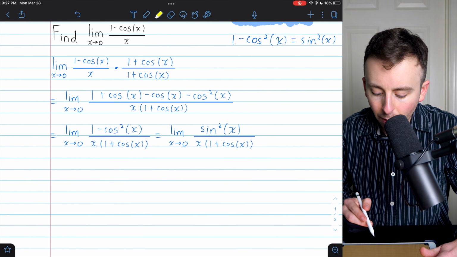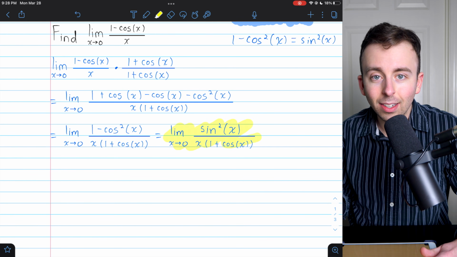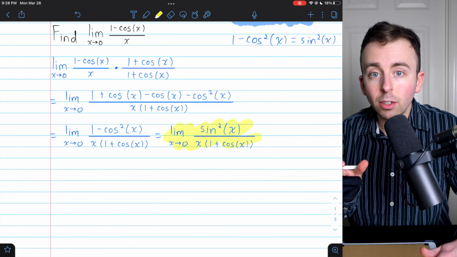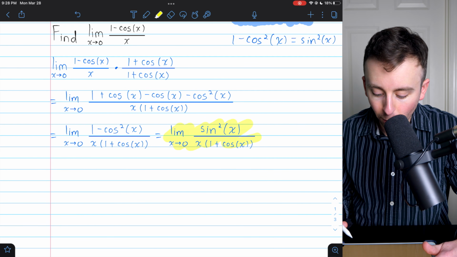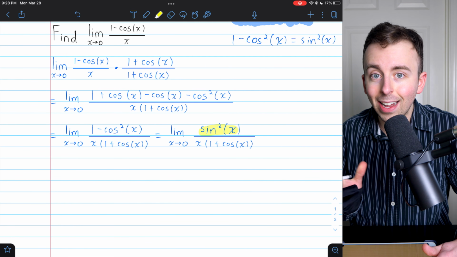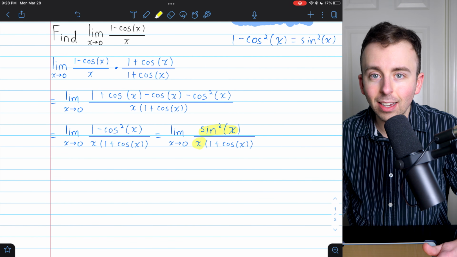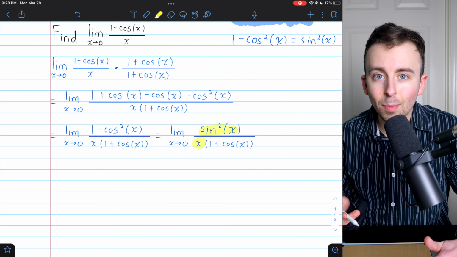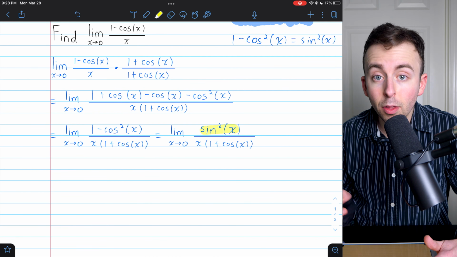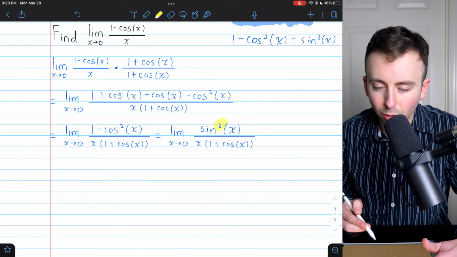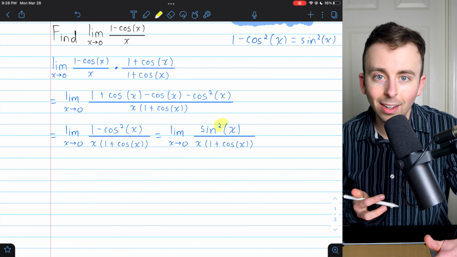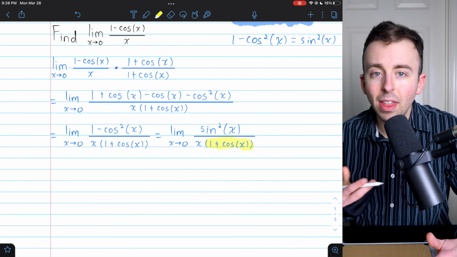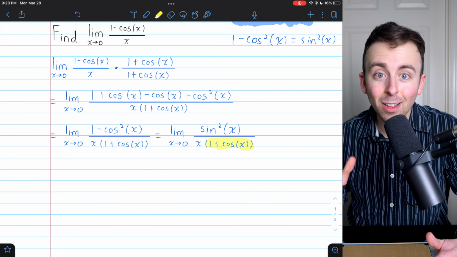Now to finish things off, we're going to split this limit into a product of limits. So we're using the limit product rule. We'll split it into the product of limits that we know. We'll take one factor of sine out along with the x in the denominator. That way we'll have sine x over x, and we know that limit. What's going to be left for the other limit is another factor of sine x, because remember it's sine squared, so we have 2 factors of sine x. So in the other limit, we'll have a factor of sine x, and then in the denominator, we'll have that 1 plus cosine x, and then we'll be home free.